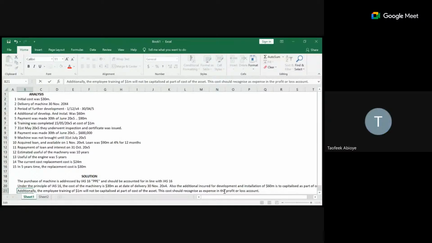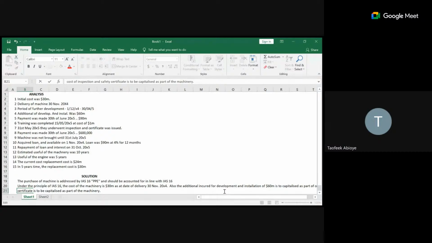600,000. So that cost, what's the cost? The cost of inspection and safety certificates is to be recognized, is to be capitalized as part of the assets, as part of the machinery.